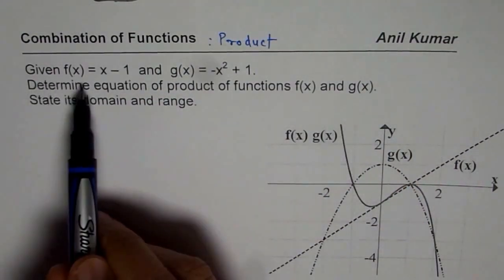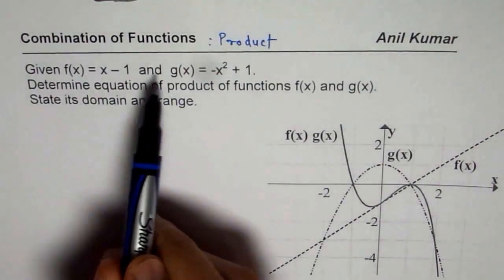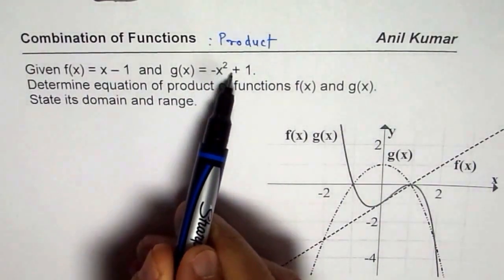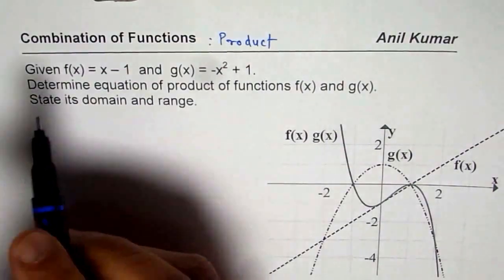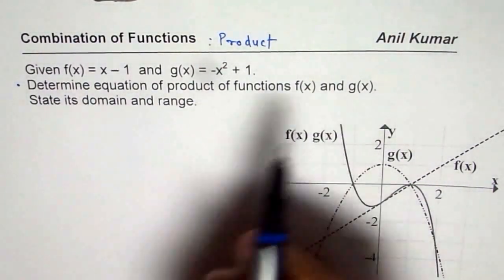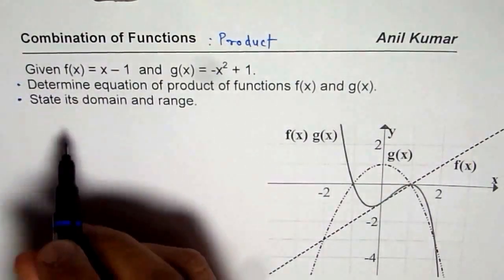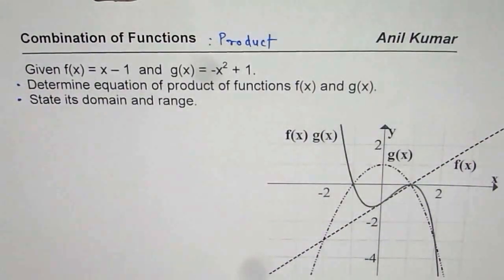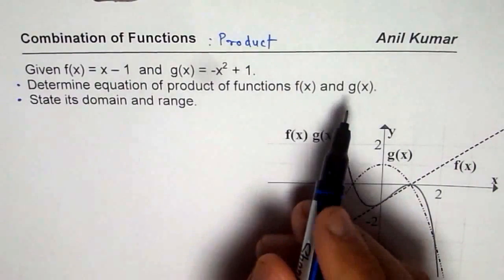We are working with the functions f of x equals x minus 1 and g of x equals minus x squared plus 1. We need to determine the equation of the product of functions f of x and g of x, and part 2 is to state its domain and range. So let's first find the product of the functions.